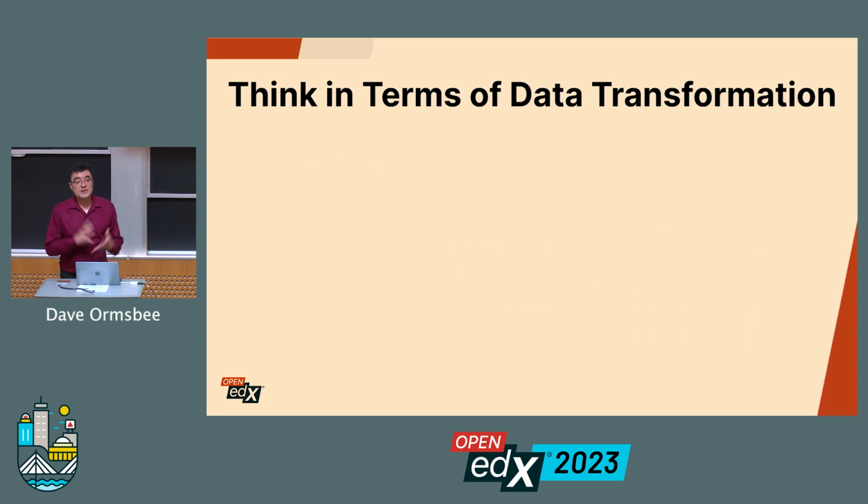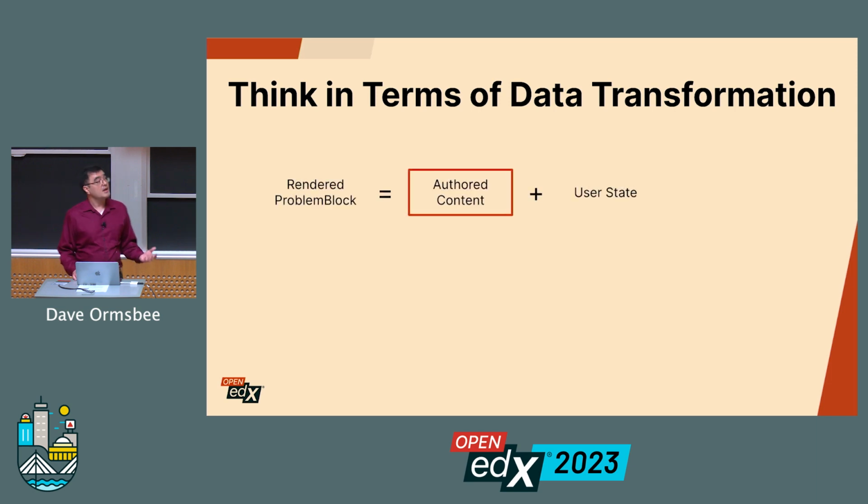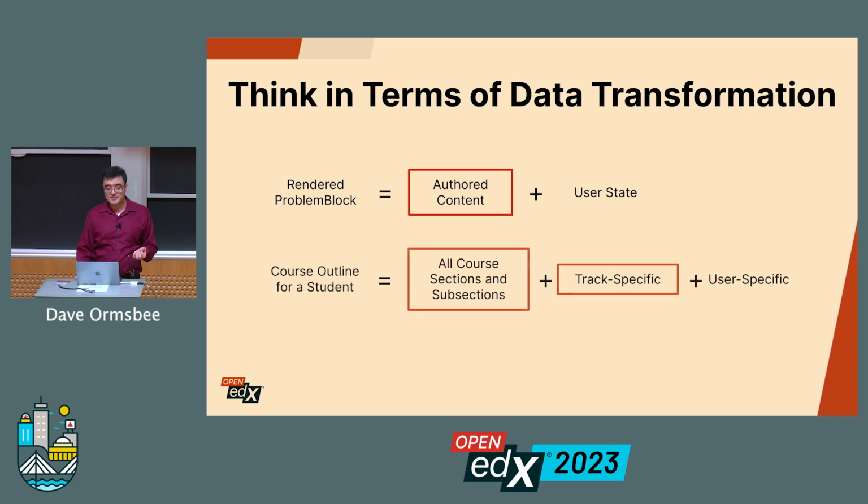One of the things I would encourage you to think about when you're thinking about your applications and your programs is to think about your data in terms of data transformations and not just objects and methods on those objects. So you have a rendered problem block, but an author wrote some content in Studio. That is one thing, at least, that is shared across all these problem blocks: someone authored that problem. And then it's combined with user state and then crazy logic, and that makes the rendered problem block.